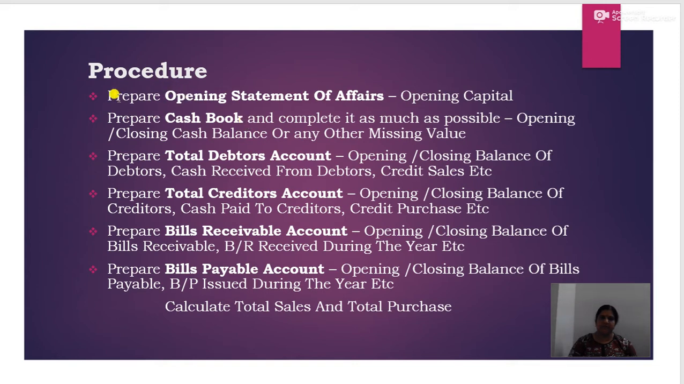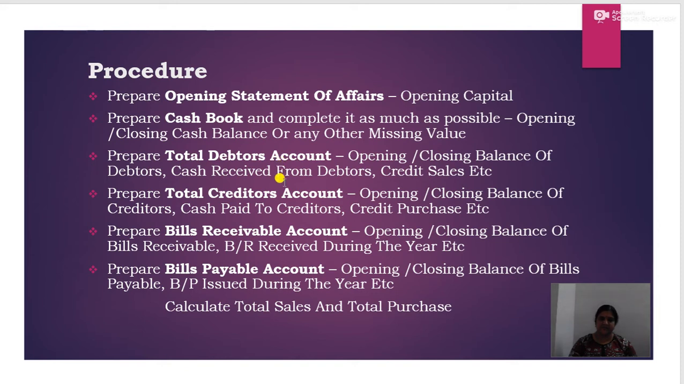The first one was prepare opening statement of affairs to ascertain the opening capital. Then prepare cash book, and in case it is prepared, complete it as much as possible for the purpose of knowing opening cash balance, closing cash balance or any other missing value. Then here there are various ledger accounts which are missing and many facts and figures will be missing. So for the purpose of knowing the various missing information, we have to prepare various ledger accounts.